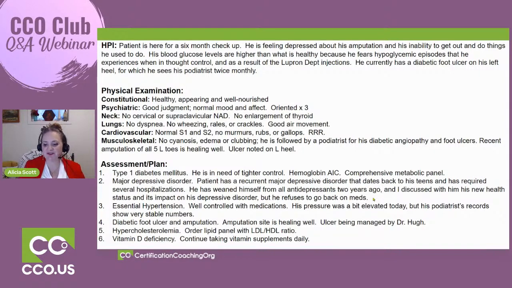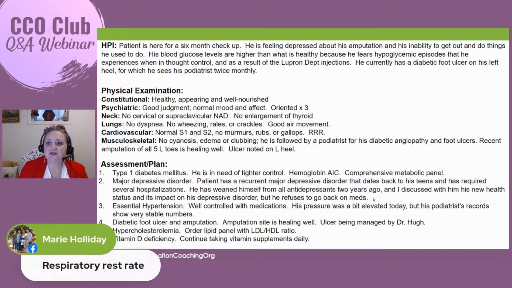You get a gold star if you can come up with what RRR... I almost said it. Musculoskeletal, no cyanosis, edema, or clubbing, but we noticed that he had edema in the past, so we'll see if that's pertinent. Followed by the podiatrist for his angiopathy, for his foot ulcer and his diabetes. Amputation of all 5 left toes is healing. It is healing well. Ulcer noted on left heel.